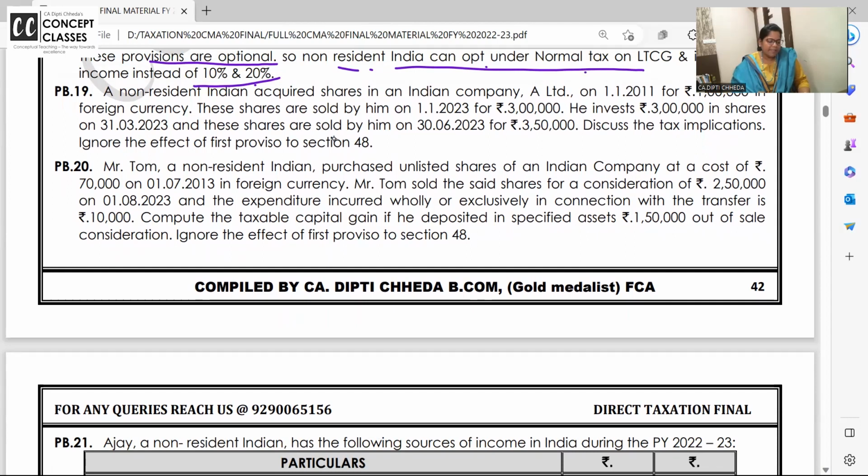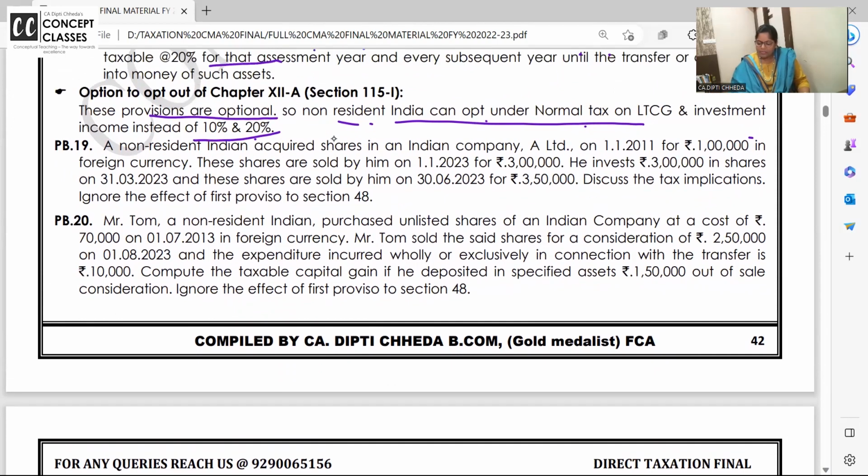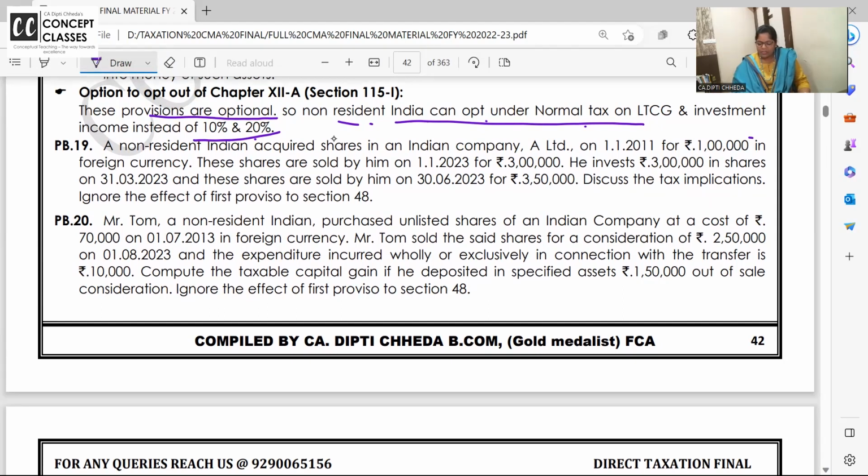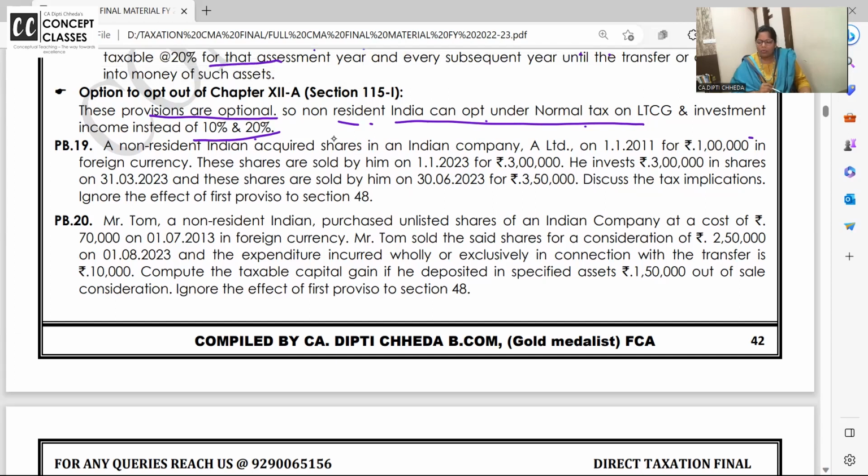A non-resident Indian acquired shares in Indian Company A Limited on 1st January 2011 for 1 lakh, and these shares are sold in January 23 for 3 lakh. He invested 3 lakh in shares in January 23, and these shares are again sold in June 23. See, when one asset is sold we gave you all the exemption, but what you purchased again you should not have sold within 3 years. If you sell, this also becomes taxable and that exemption will be revoked, right or not? Discuss the tax implications. Ignore the effect of the first proviso to section 48.